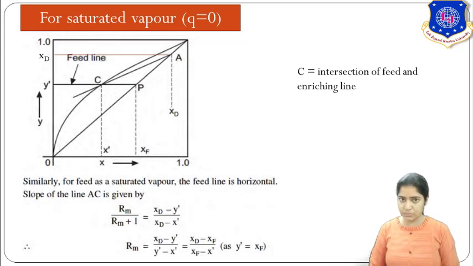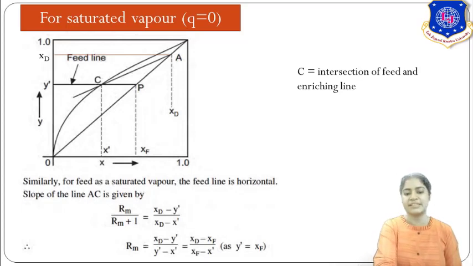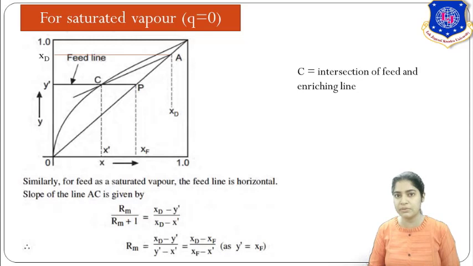So now similarly, what is the slope? Rm upon Rm plus 1 for the enriching section, that is equal to, from the y-axis, xd minus y dash upon xd minus x dash. Okay, you have to take the coordinates of your C point, because we need to find the minimum reflux ratio. Hence the coordinates of the C point, that is the intersection. So that way you get your Rm value.